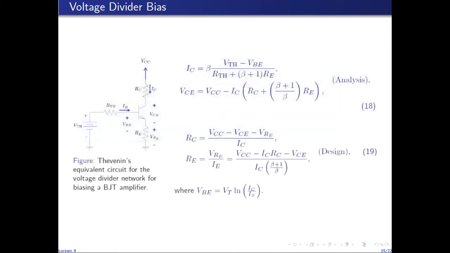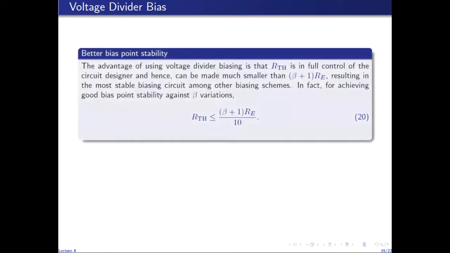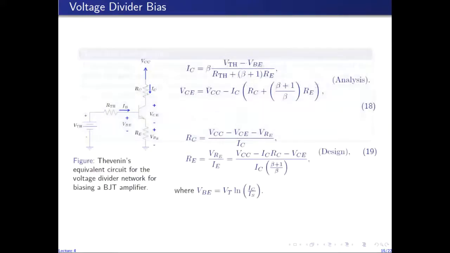So this circuit is most commonly used because it has much better bias point stability compared to the other biasing schemes. Why? Because previously we did not have any control over RB. Remember, we used to have RB here, and it used to be set by VRE. So we didn't have any control over RB, but now there is no constraint over RThevenin. RThevenin is fully under the designer's control, so we can make it as small as we want compared to this term.